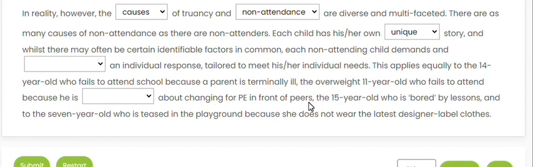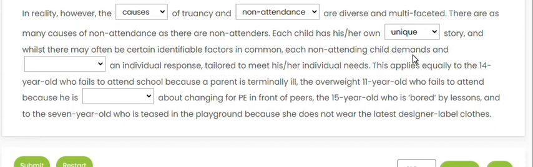Exclusive is used for something really different from all other things, that is called exclusive. Like brands generally have an exclusive collection, meaning different from what they generally manufacture. So here for stories it's better to go for unique: everybody has a different unique story, and while there may often be certain identifiable factors in common, each non-attending child demands and dash an individual response.